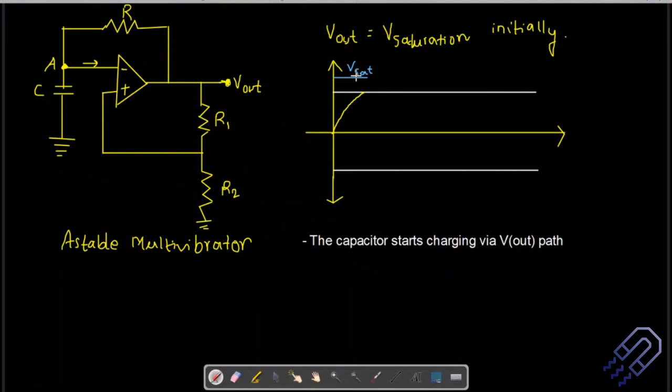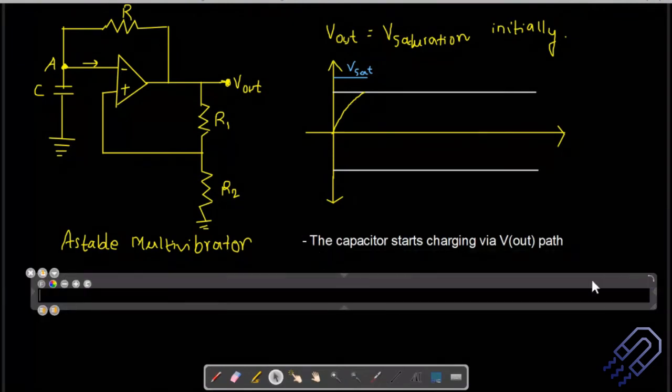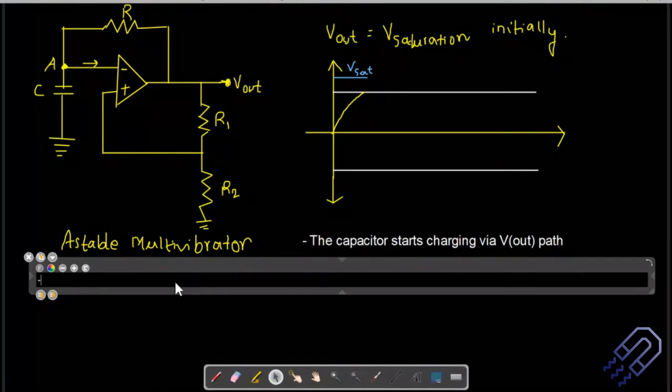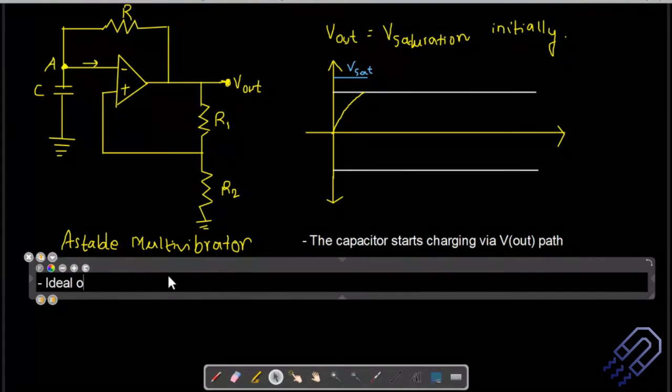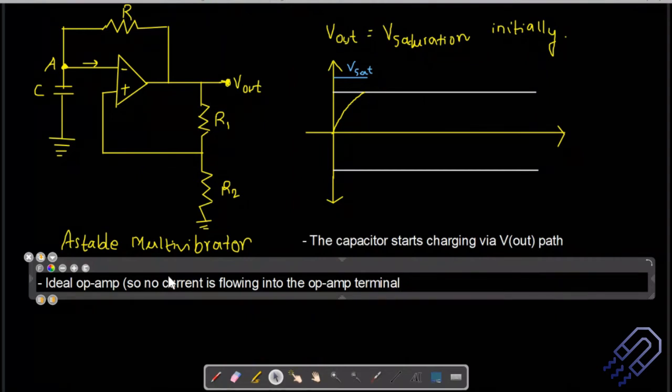Then what happens is, let's consider an ideal op-amp. I cannot go to the next page, otherwise it will be very difficult to follow. So with an ideal op-amp, we know that there will be no current flowing, because the input impedance into the op-amp would be very high. Once the feedback starts, no current will flow into the op-amp terminal.